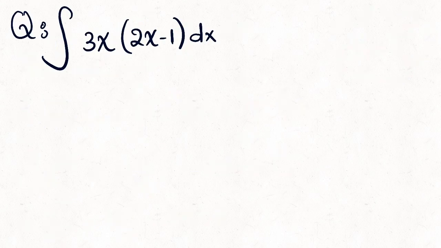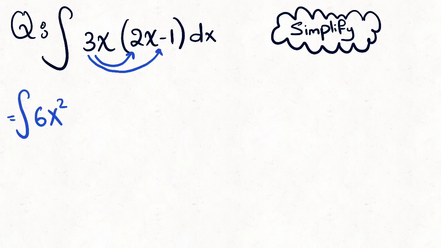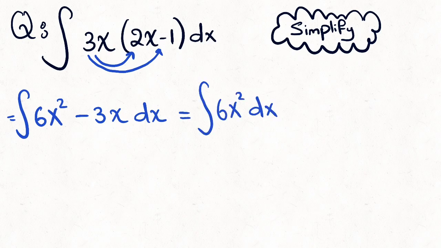Well, there is no rule for multiplication in the integration world. Thus, when you have such a situation, you first need to simplify by multiplying the two parts. Like we say, 3x times 2x will be 6x squared, and 3x times negative 1 will be negative 3x. Then you will apply the integration as listed before. You will distribute, you will apply the basic rules, and then you will find the answer. At the end, don't forget to add plus c.